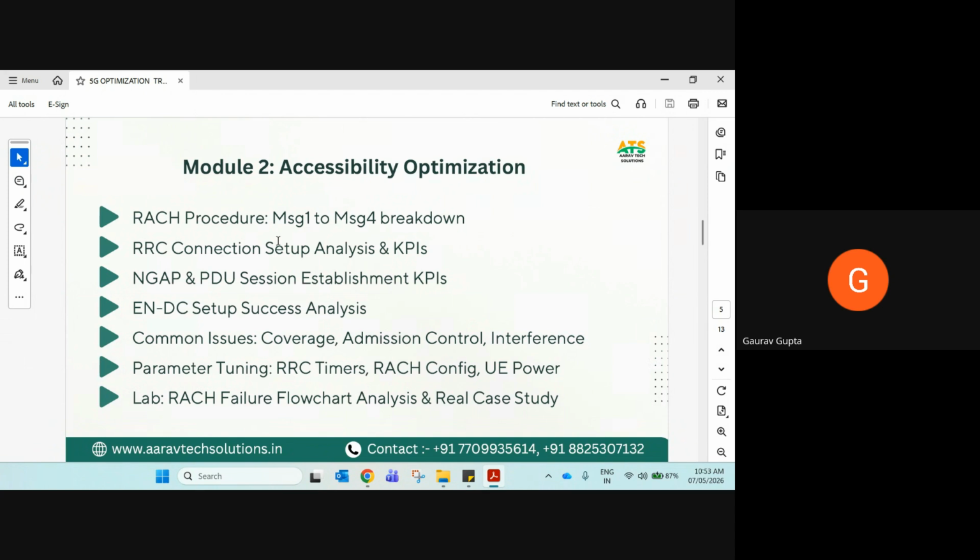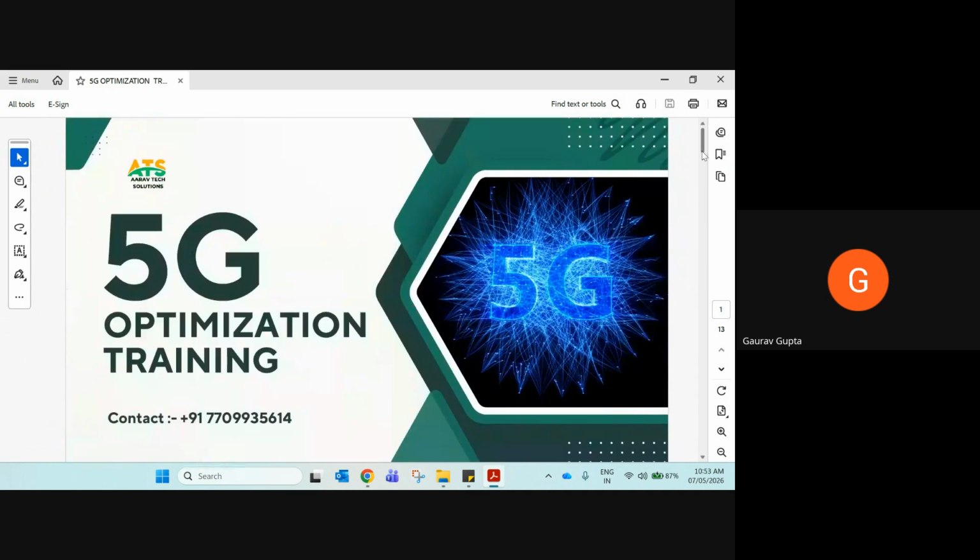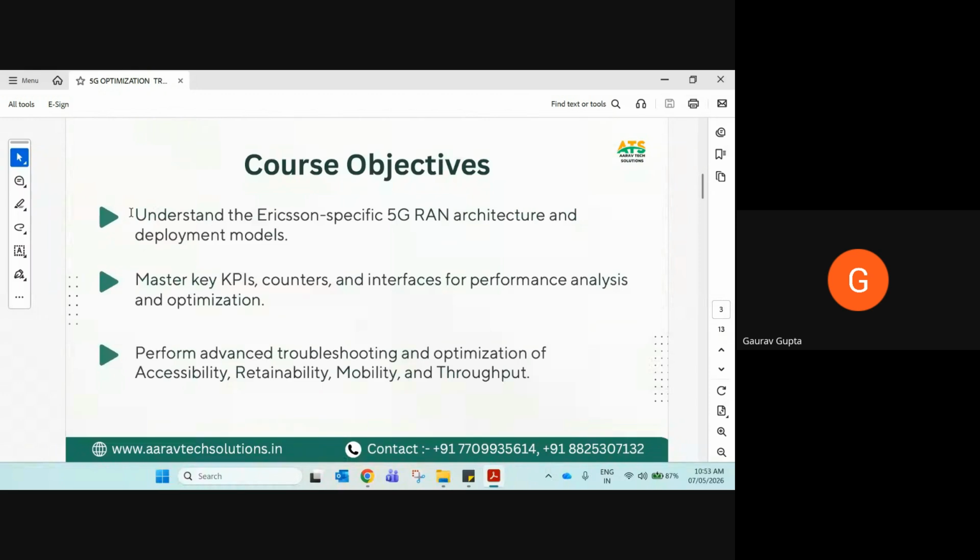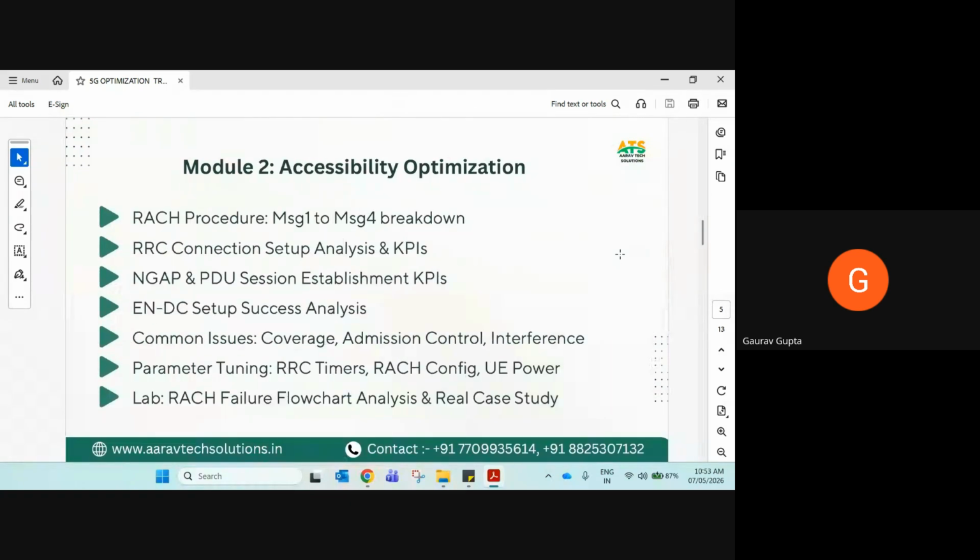And one thing, because I said that it will be purely Ericsson based, here I have written also, it will be purely Ericsson based. Understand the Ericsson specific 5G RAN. So whatever parameter we discuss, whatever counter we discuss, whatever concept we discuss, that will be purely Ericsson based. When we are discussing an Ericsson based system, that will be Ericsson only. We will not bring any other vendor in between.